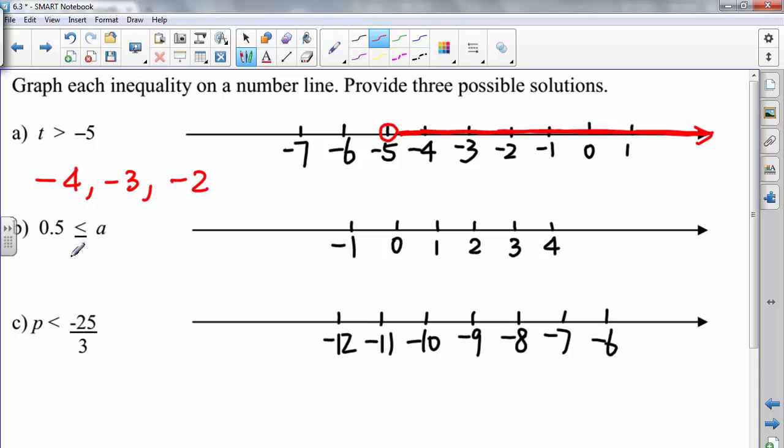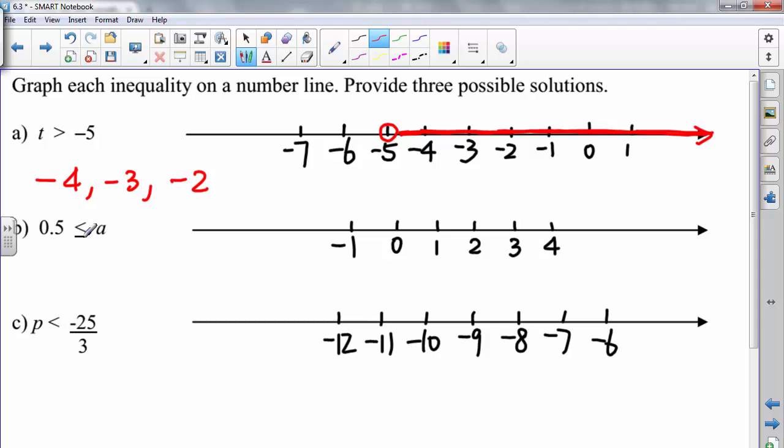Right now, let's look at B. 0.5 is greater than or equal to A. A lot of students don't like this way to represent an inequality because the variable is on the right side and the number is on the left side. Some students will have trouble identifying which one is greater, which one is smaller. No worries, I only need to look at the direction of this inequality sign.